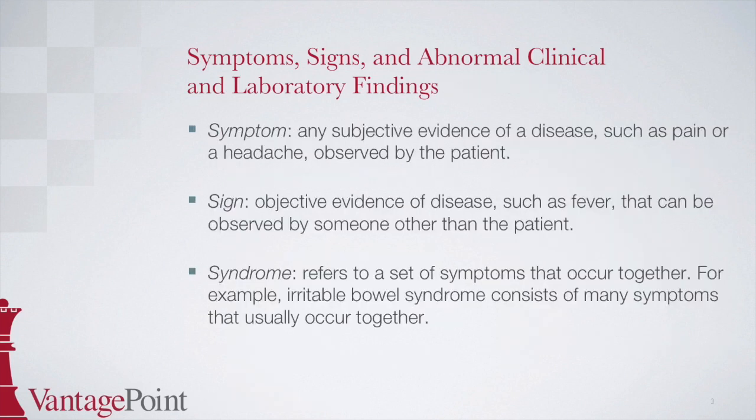There are some definitions that I would like to point out so that you are choosing the most accurate ICD-10-CM code in this chapter. A symptom is something observed by the patient, such as abdominal pain or headache. A sign is something that can be observed by someone other than the patient, such as fever, which would be diagnosed after a thermometer reading. A syndrome is a set of symptoms that occur together. For example, irritable bowel syndrome consists of many symptoms that usually occur together, including abdominal pain, gas, bloating, and diarrhea.